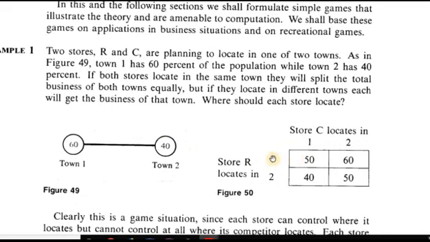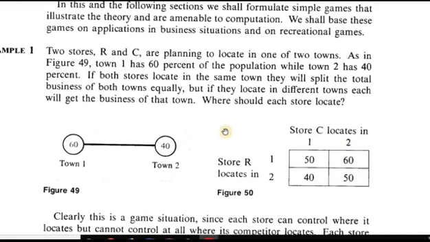If both stores locate in town 1, the payoff is 50. If store R locates in town 1 and store C locates in town 2, then store R gets 60% of the business. So that means that this 60 refers to store R's payoff. All right? So all these numbers refer to store R's payoff. Now if store R gains 60%, that means store C loses 60%. So here's where you have the zero sum. Whatever is store R's gain is store C's loss. All right. Similarly, if store R locates in town 2, he gets 40% of the business, and that means that store C loses 40%, but he gains 60%. Right? And if store R and store C both locate in town 2, they both get 50%.